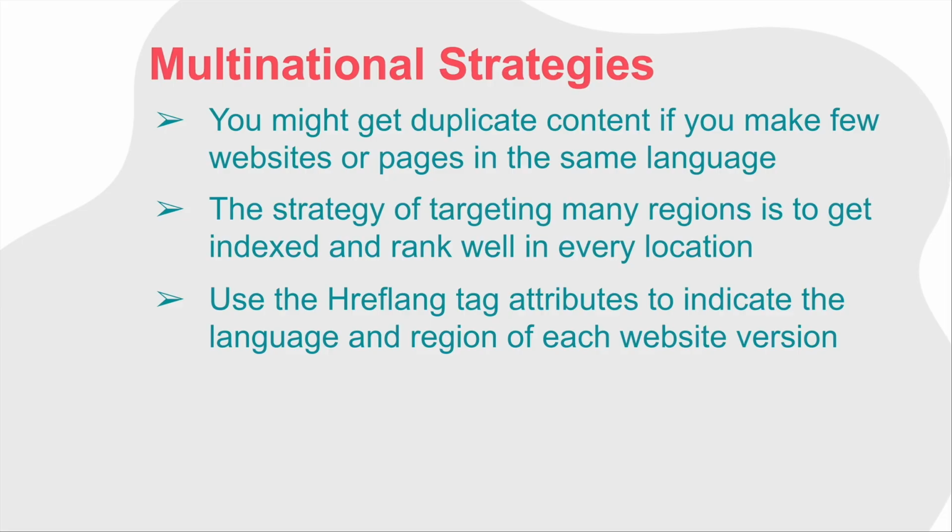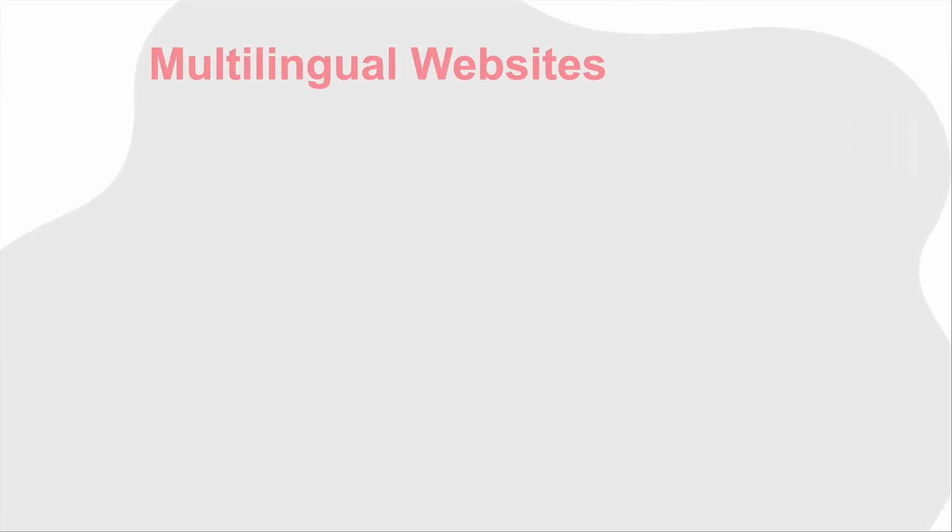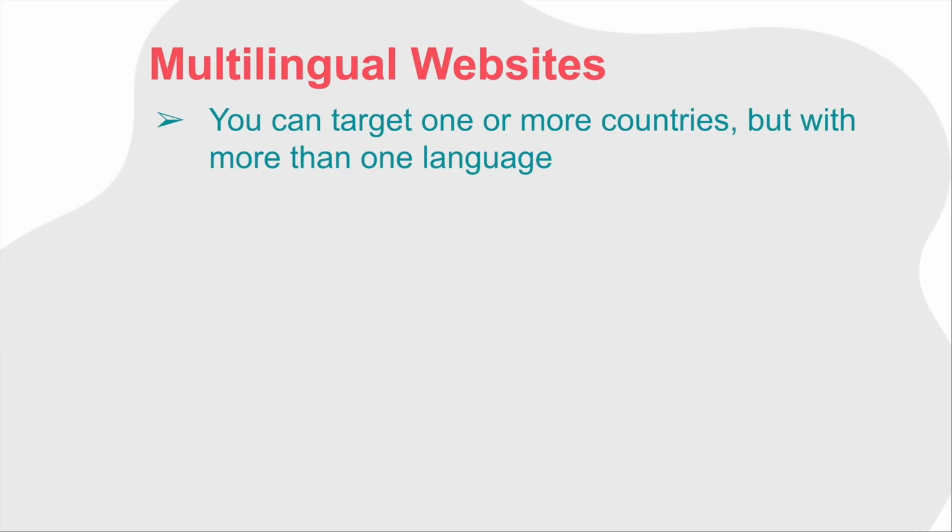So the duplicate content issue, that's really an issue for multinational websites. But what are the things you have to think about for multilingual websites? For multilingual websites, you can target one or more countries. That means you can just target one country, but with more than one language. So you can target the United States with English, then with Spanish, then with another language that's prominently spoken in the United States, because you want to capture people in the United States who speak different languages.